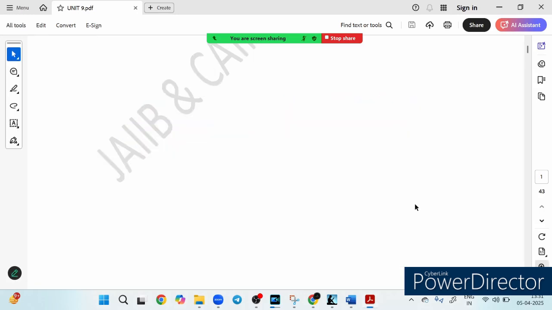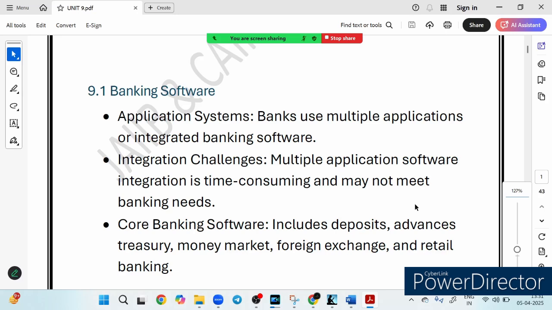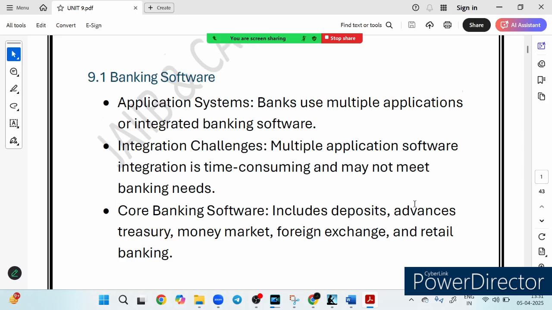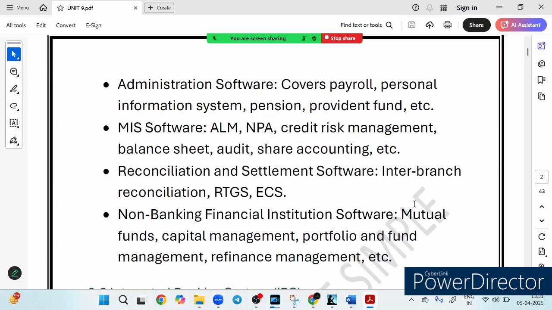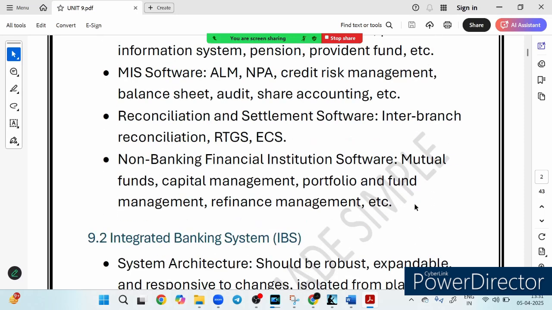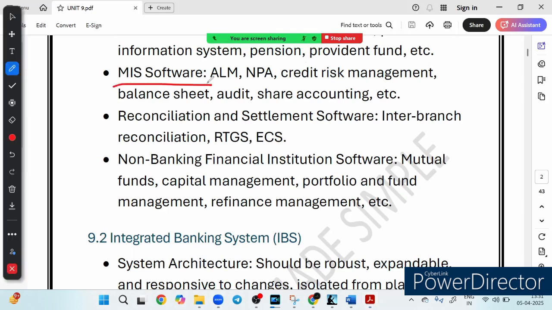You can see, basically, this is the brain of the bank. It handles your savings account, loan, foreign exchange, treasury operation, and all the major banking stuff. Then comes administration software, which means think of this like an HR department. It takes care of the employee salary, pension, personal details, and all the behind the scene operations. Then comes MIS software. This is what management uses to make big decisions. So MIS software is used by management to make big decisions, right? It helps with the reports on NPA, asset liability management, balance sheet analysis, and more.